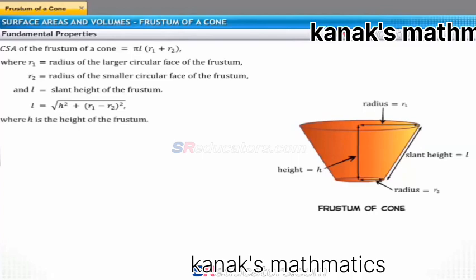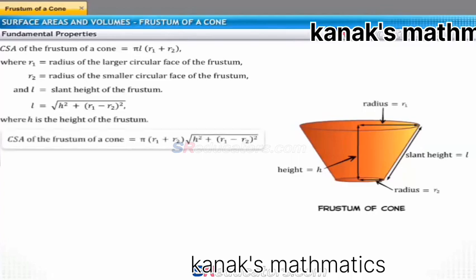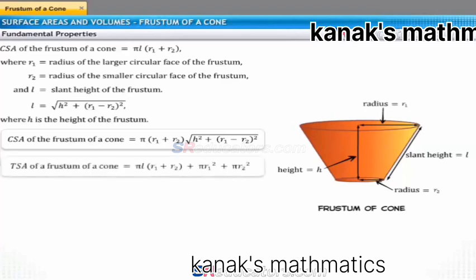Using the expression for L, the CSA of the frustum can also be expressed as π × (R1 + R2) × √(h² + (R1 − R2)²). The formula for total surface area, TSA, for the frustum of a cone is π × L × (R1 + R2) + π R1² + π R2². As before, the slant height L equals √(h² + (R1 − R2)²).